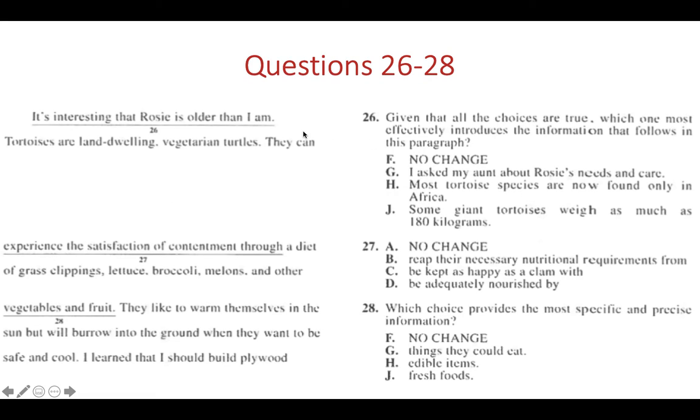Okay, let's go back now that we've read the whole paragraph. So given that all the choices are true, which of the following effectively introduces the information that follows? So it's interesting that Rosie is older than I am. Well, no, because we know what they eat and about temperature and about shelter, okay? So it's not about age. The paragraph isn't about age. Most tortoise species are now found only in Africa. No, none of these are relevant. Some giant tortoises weigh as much as 180 kilograms. That's not relevant either. That's not what this paragraph's about. The answer is G. I asked my aunt about Rosie's needs and care. So, like, what sort of shelter does she need? What sort of food does she need?